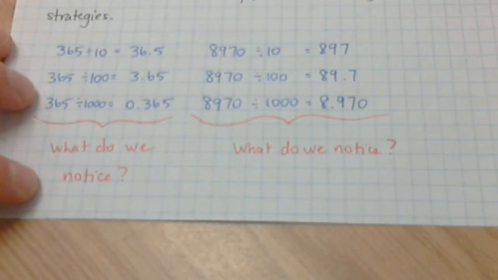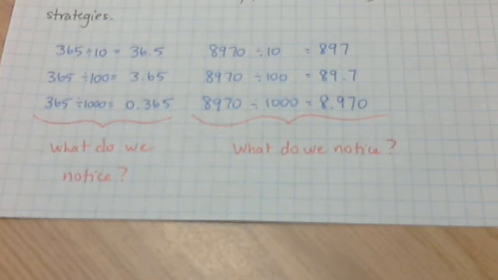So if we look here, on the left-hand column, we see a question like 365 divided by 10, which equals 36.5. We see 365 divided by 100, and then 365 divided by 1,000. And then we also see 8,970 divided by 10, which equals 897, 8,970 divided by 100, which equals 89.7, and then 8,970 divided by 1,000, which equals 8.970, although you don't really need the zero there.